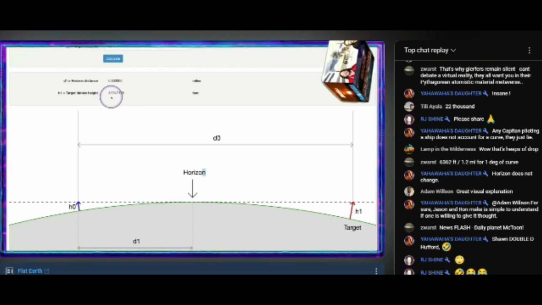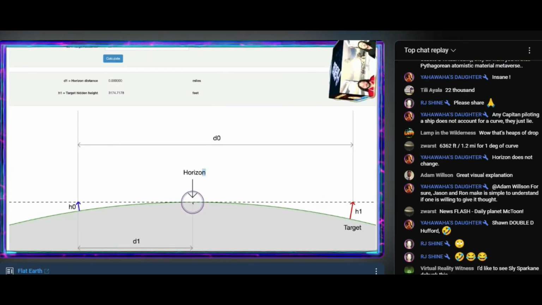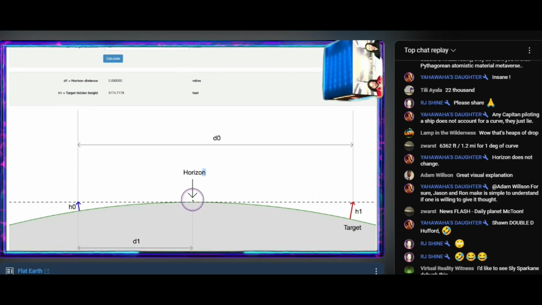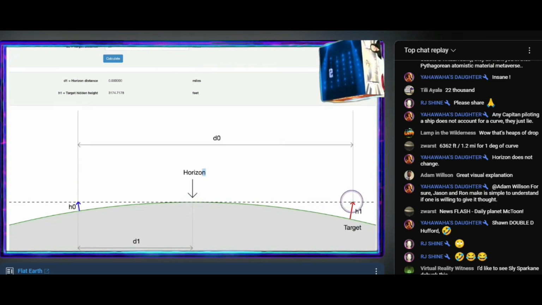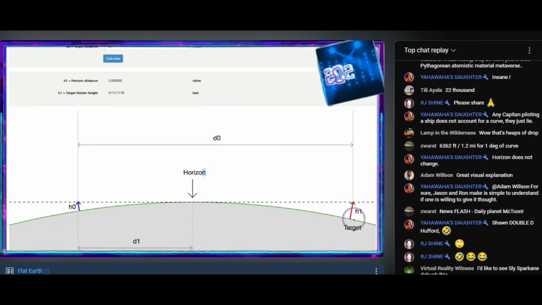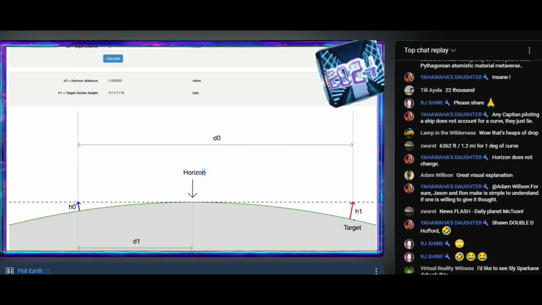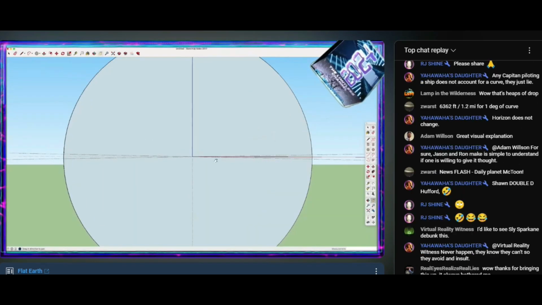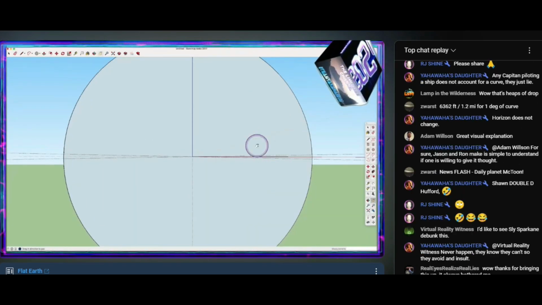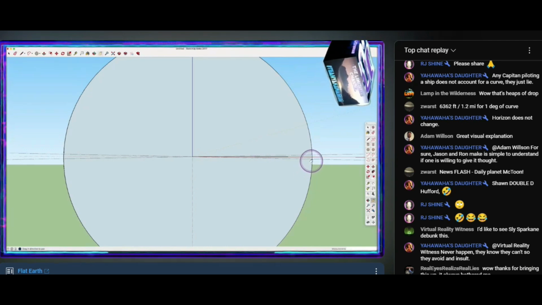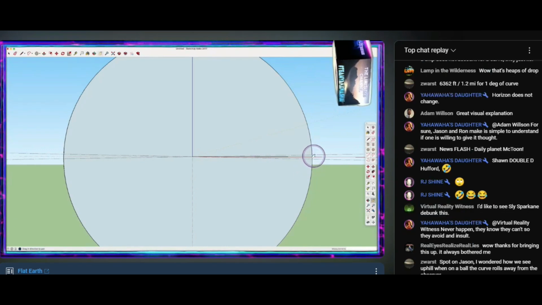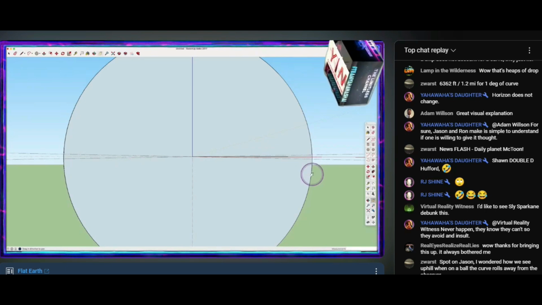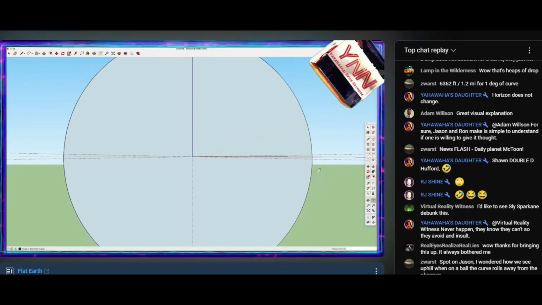But in actuality, the real geometry, everybody, if you're the observer right here and you're looking out 69 miles, there is a 1.2 mile drop. Okay, thank you. That's a great explanation. There's your mic drop. 60 nautical miles with 1.2 statute miles of drop.